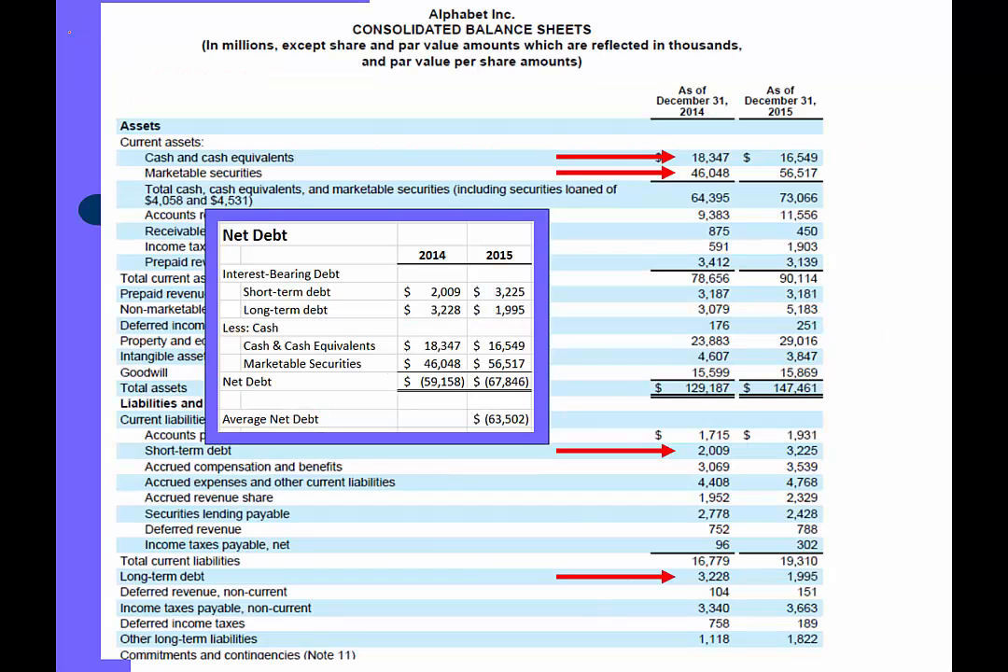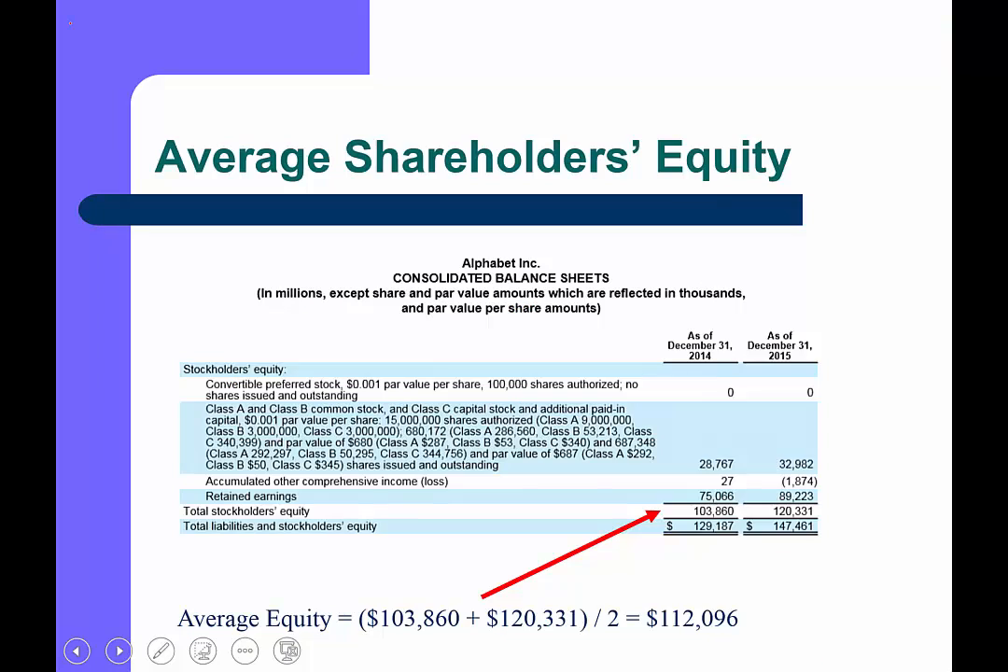So if I go back to Alphabet here, and I look at their net debt, they have the short-term debt that we picked up before, and then they have these big cash holdings and near cash holdings. So their net debt is in fact negative here. They have more cash equivalents and marketable securities than they do outstanding debt. So they actually have substantial excess cash, far in excess of their debt. They have average net debt that is negative, so it's a negative $63 billion.